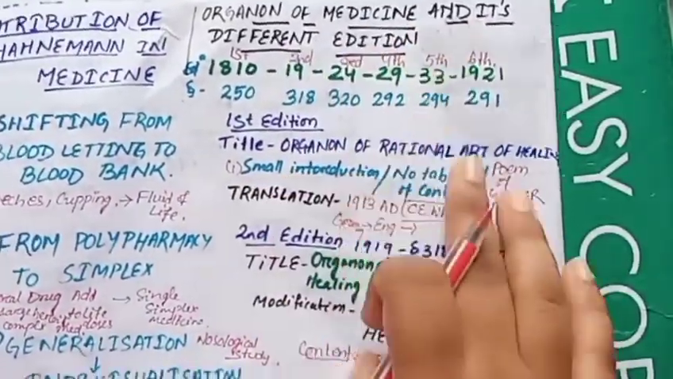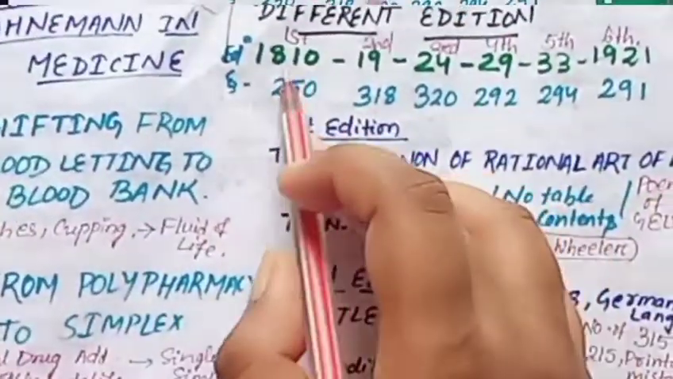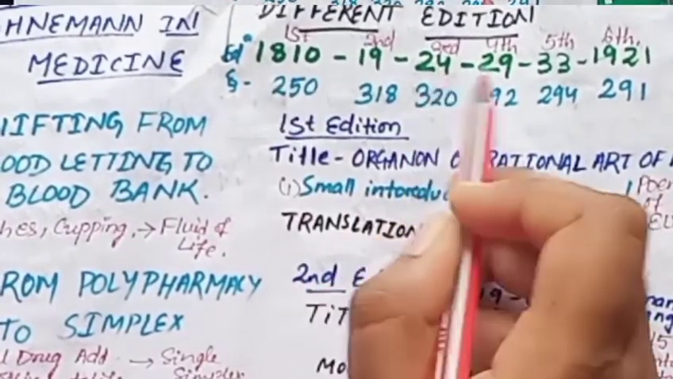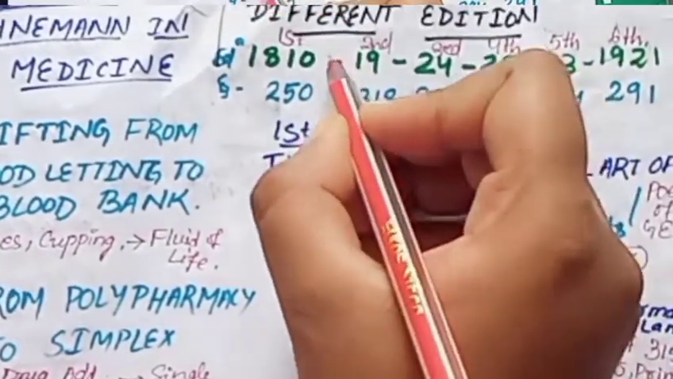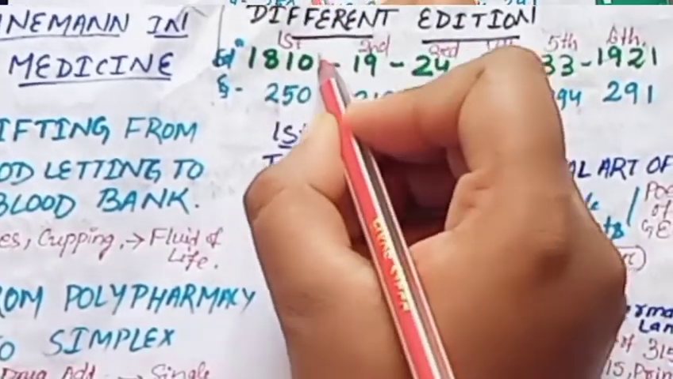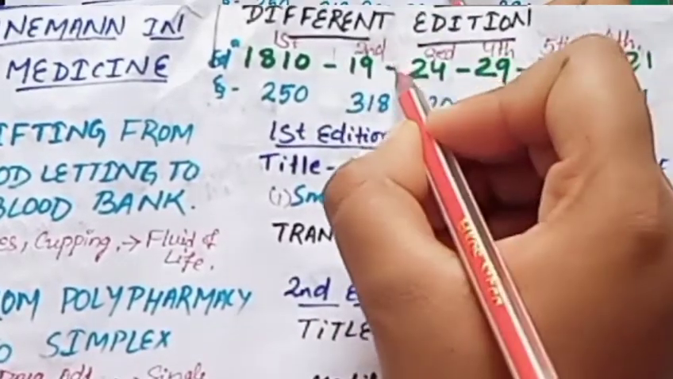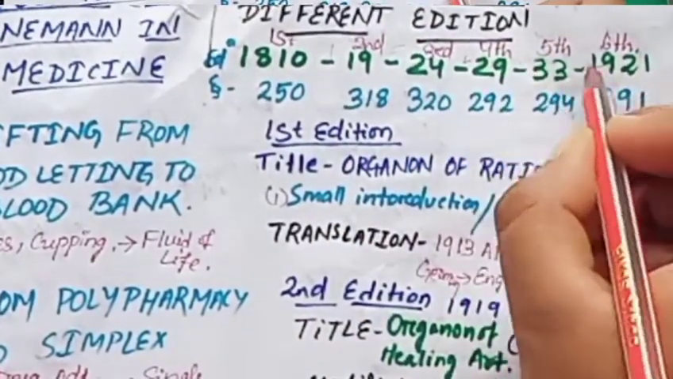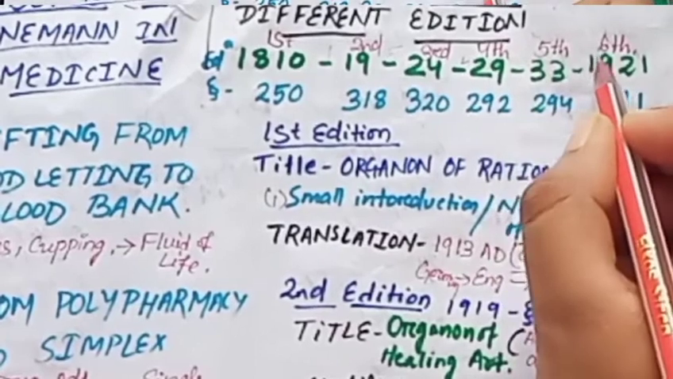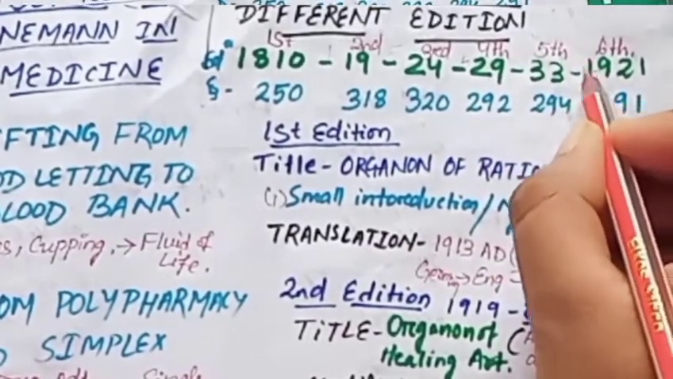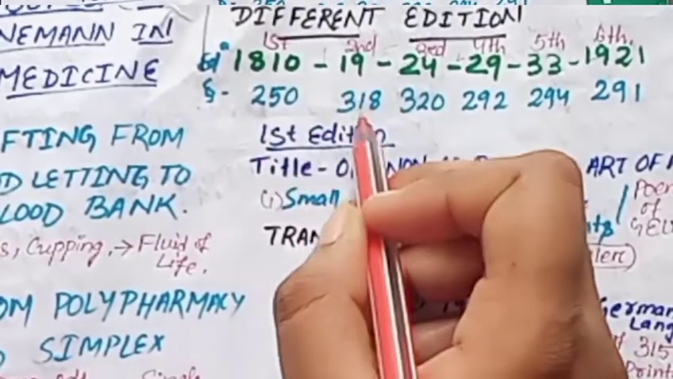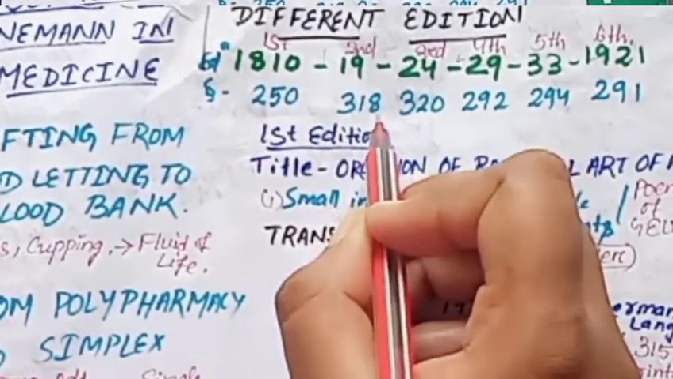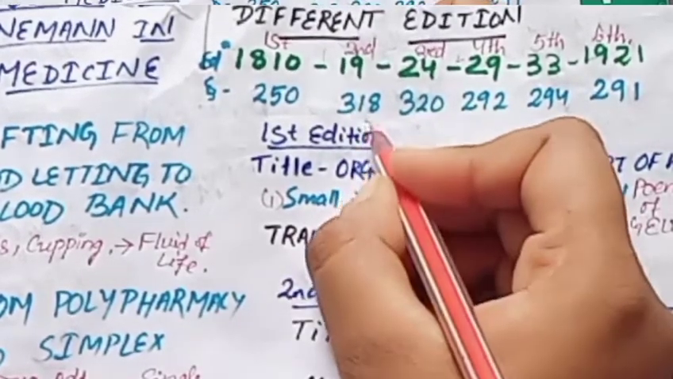Now we go towards the different editions of the Organon, that is 1810, 1819, 1824, 1829, 1833, 1921. You can remember by remembering one year, then add 9, then add 5, then 5, then 4, and so on. Then the aphorisms: the first edition had 271 aphorisms, written in 1810. The second edition, in 1819, has 318, which is a printing mistake, because actually it should be 315.